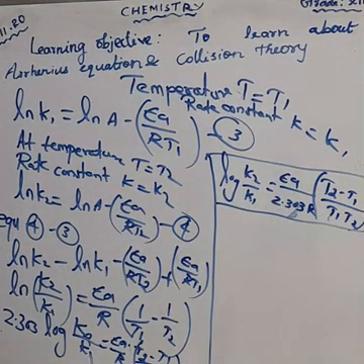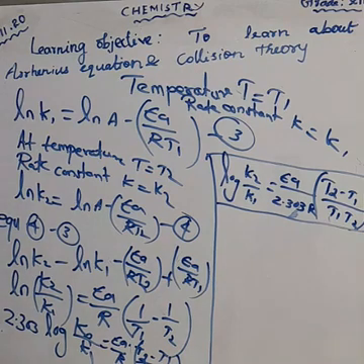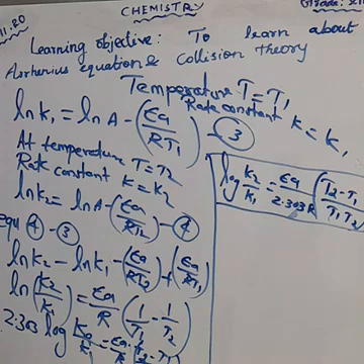This equation can be used to calculate EA from the rate constants K1 and K2 at the temperatures T1 and T2 respectively. This is the final equation.